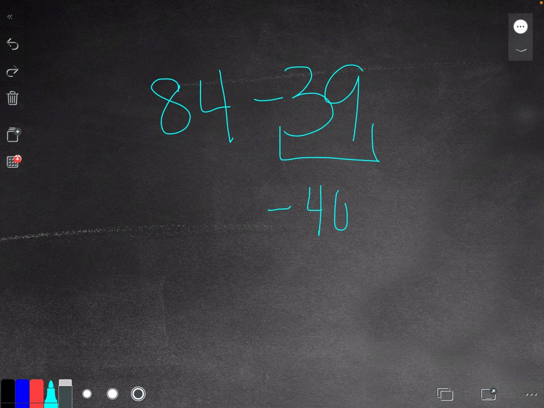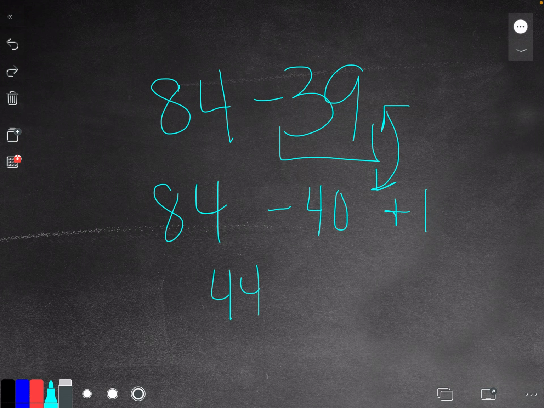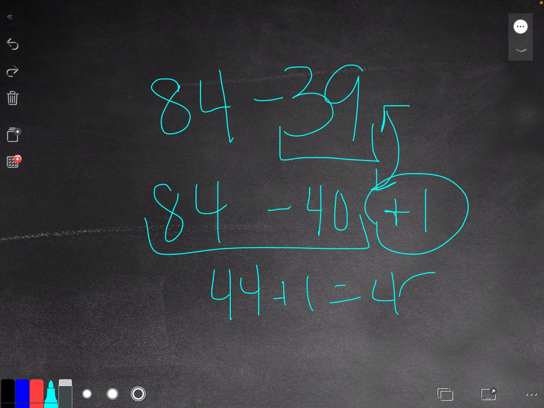Well, what is 40? It's 39 plus 1. So in this instance, remember we're comparing these two numbers here, I'm taking away 1 extra piece. That means I'm going to have to give back that 1 extra piece. So 84 minus 40 is going to be 44. And I'm adding back this 1, and it's going to be 45.